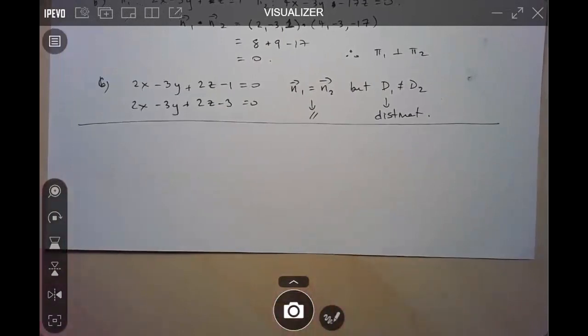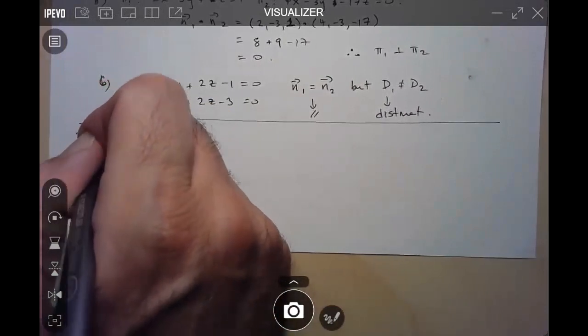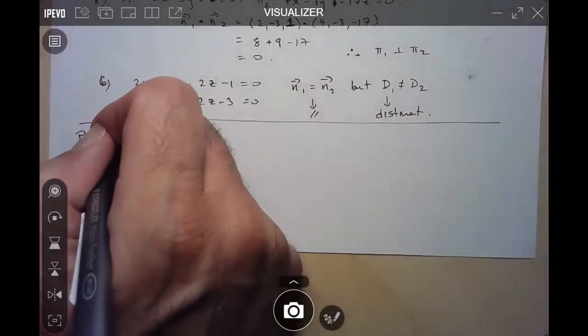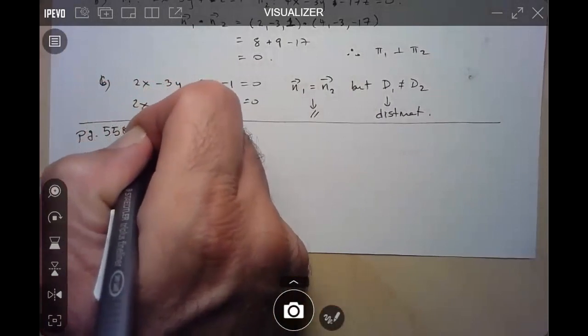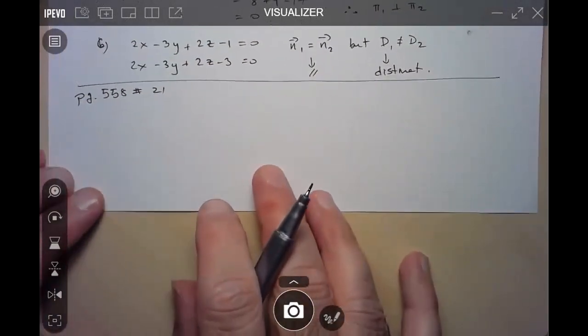There's one problem left, which is number 21. It says two forces, 25 and 40 newtons, have an angle of 60 degrees between them. Determine the resultant and the equilibrant of these two forces. Okay, that should be fairly straightforward. So here, page 558, number 21.